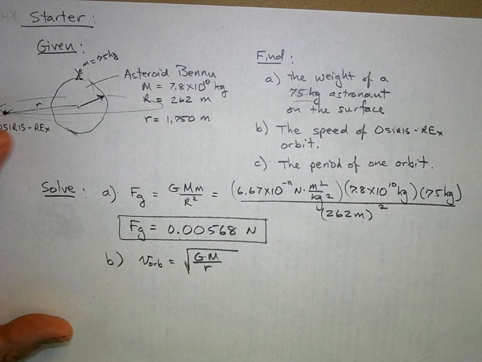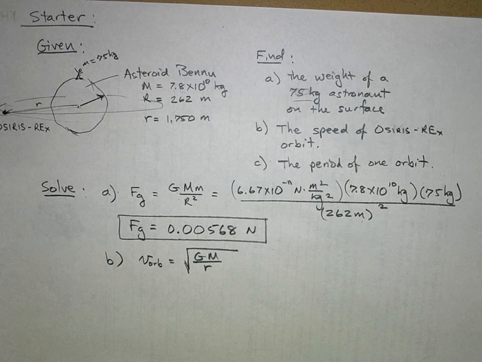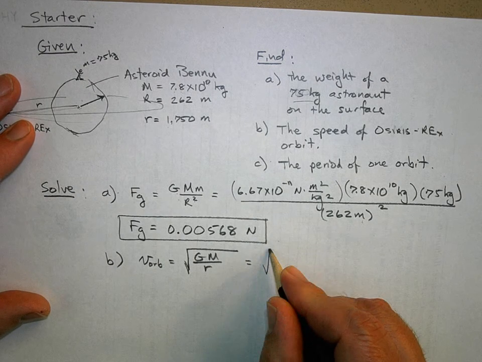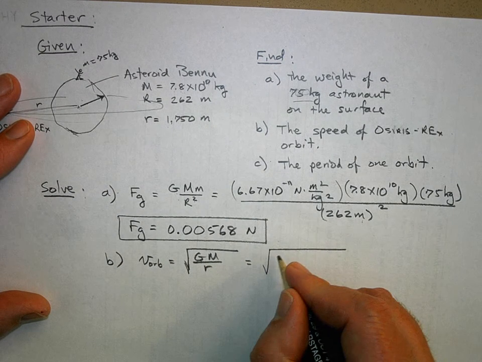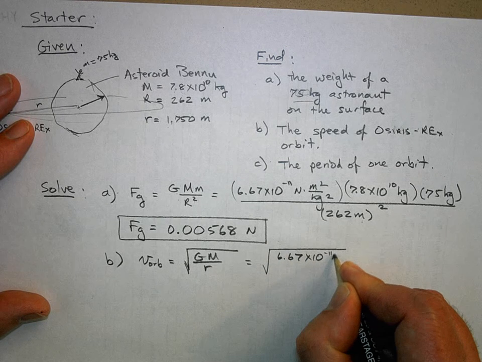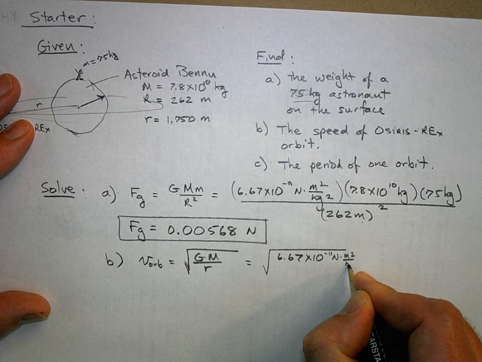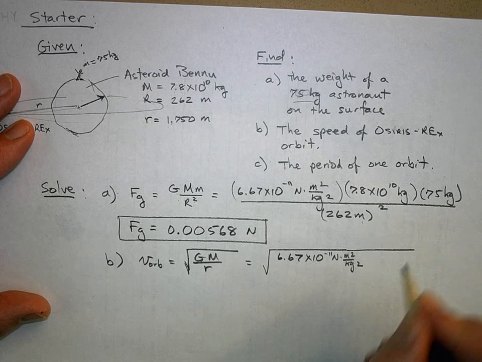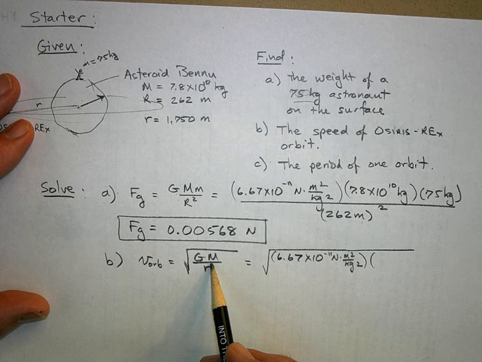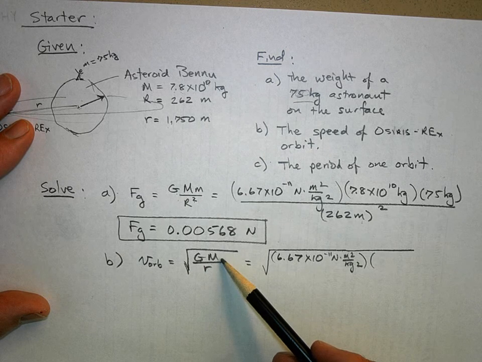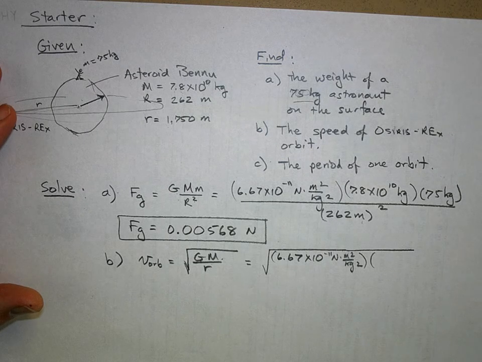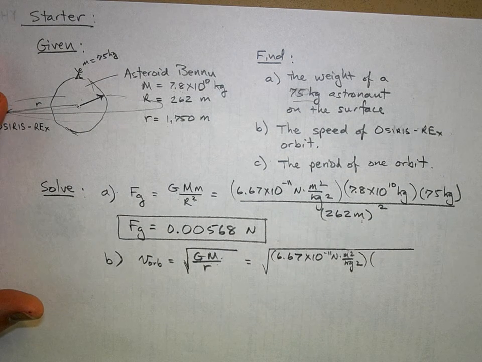So this is the orbital velocity equation for circular orbits. And so G is, again, 6.67 times 10 to the negative 11 Newton meter squared per kilogram squared. Now pay attention, please, because this M right here, the M in this equation, is the mass of the thing that you're in orbit around.